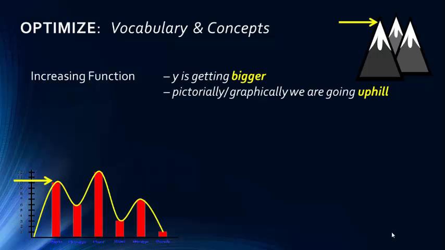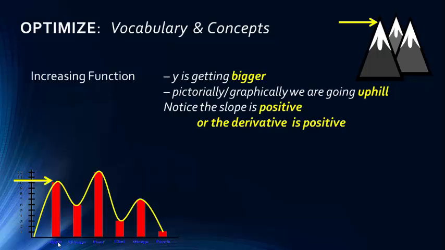if the y value, the functional value, remember f of x is equal to y, if it's going up. And pictorially, we see this with the mountain range, or even in the graph on the bottom left, that we are going uphill from left to right. So our y value is increasing. And so we say that in this case, that first piece, the function is increasing from 0 to whatever that first value is. I can't even read it there on the bar graph.